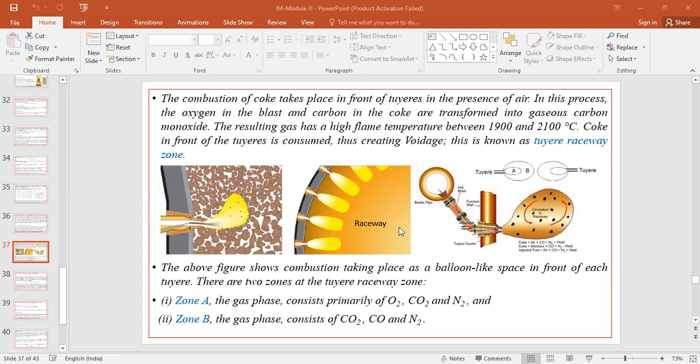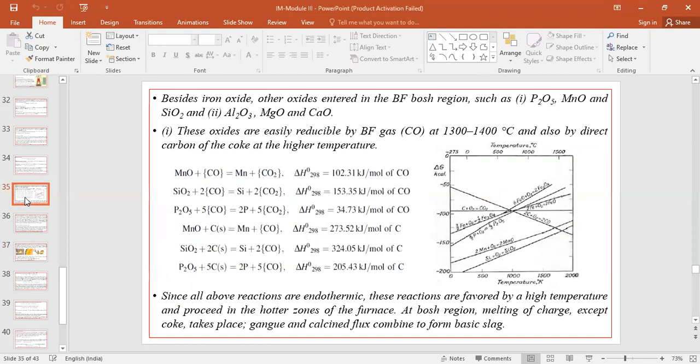In front of the tuyeres, if you look at the reactions happening within the raceway itself, two zones are formed. You can see zone A as well as zone B. In zone A, the carbon present in the coke reacts with the oxygen present in the air and forms CO2, that is carbon dioxide, which is an exothermic reaction. But at high temperatures, CO2 is not stable, which we can observe from this Ellingham diagram. Beyond this particular temperature, around 650 to 700 degrees, CO2 is not stable. At high temperature, CO is stable, whereas at low temperature, CO2 is highly stable.